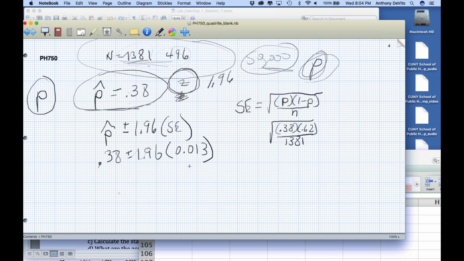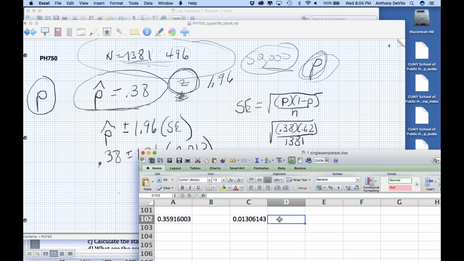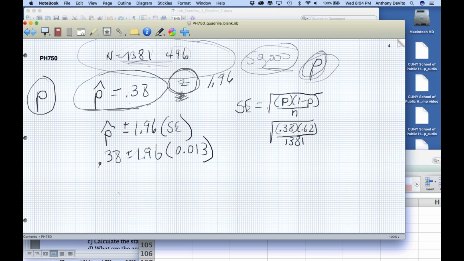0.013. Okay, so let's calculate this margin of error. This margin of error now is going to be equal to 1.96 times the standard error. It's going to be equal to 0.026. So margin of error is 0.026. 0.38 plus or minus 0.026. So let's see what we wind up with there.